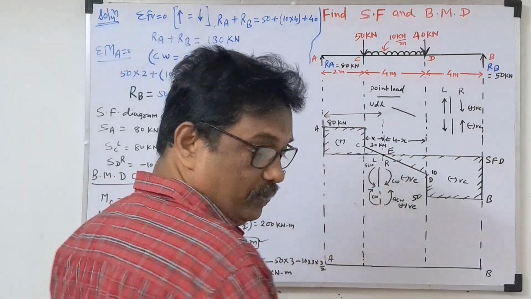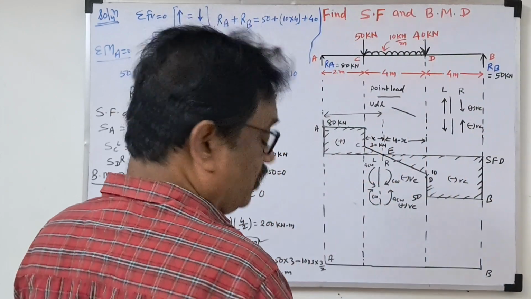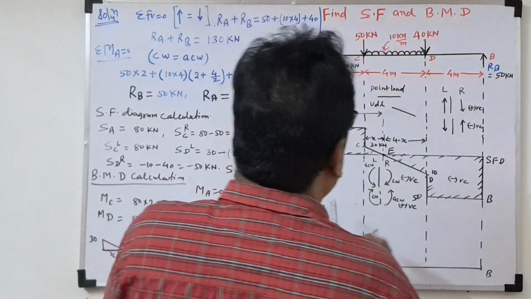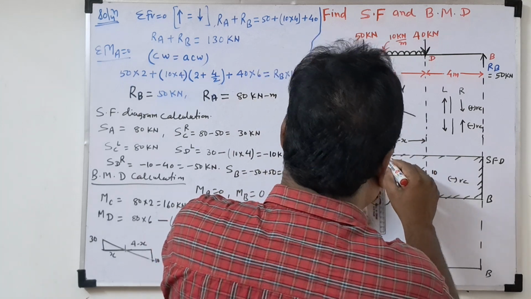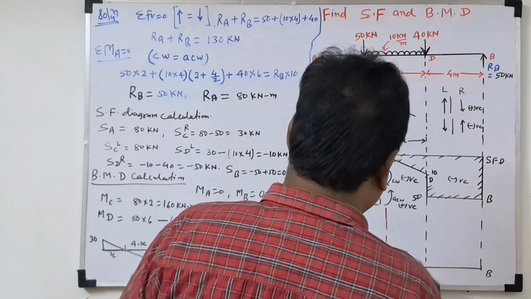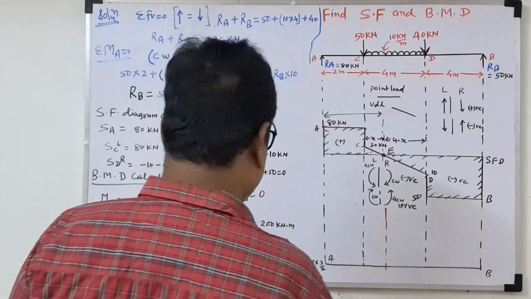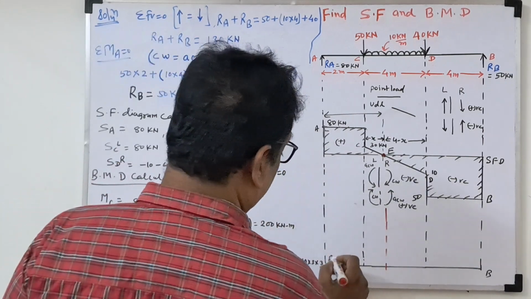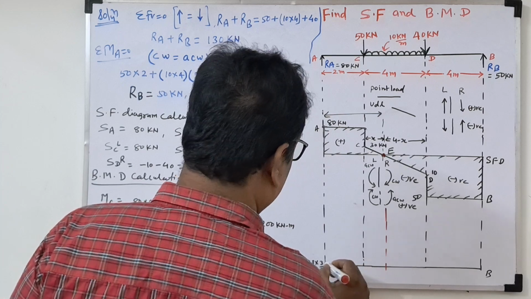Objective questions may also ask what the maximum bending moment is, and where. Where the shear force diagram is 0, at that point the bending moment will be maximum. So we'll show this line here. The shear force is equal to 0 at this point.